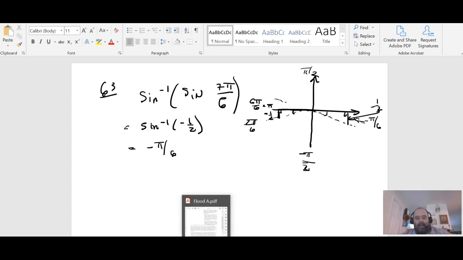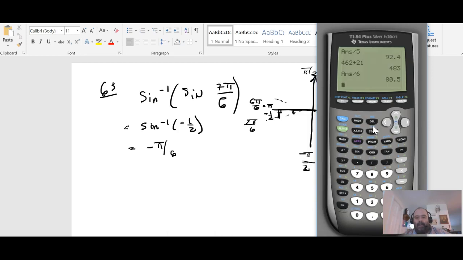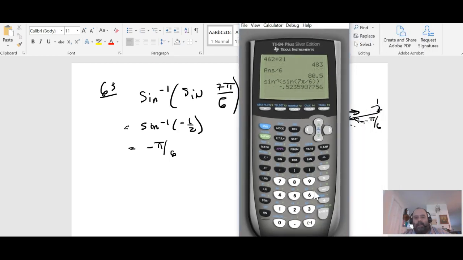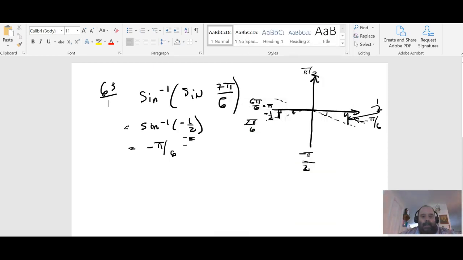Now, if I go ahead and just double check this using my calculator, if I take the inverse sine of the sine of 7 pi over 6, and then push enter, and then I figure out what is negative pi over 6. There we go. So that's why we're getting that answer. All right. So that is number 63.